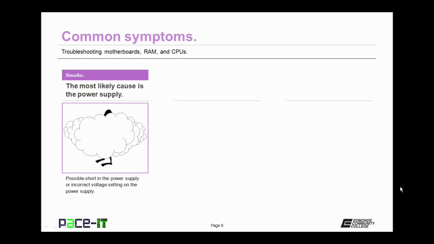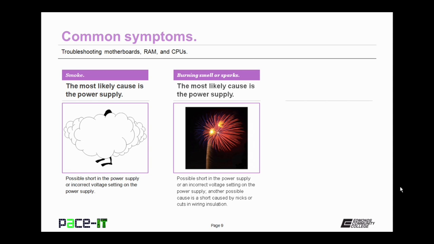Have smoke escaping from your PC? Well, your most likely cause is the power supply. It's possibly a short in the power supply or the wrong voltage setting on this power supply. In either case, you've got a problem. How about a burning smell or sparks? Guess what? That's also most likely caused by the power supply. It's closely related to smoke. Another possible cause is a short caused by nicks or cuts in the wiring insulation.